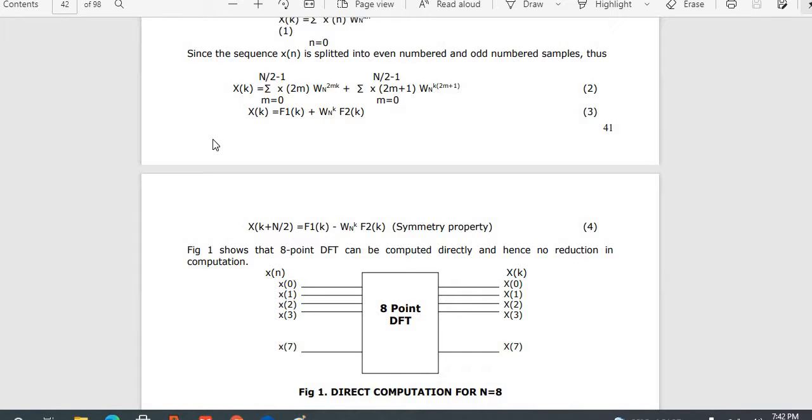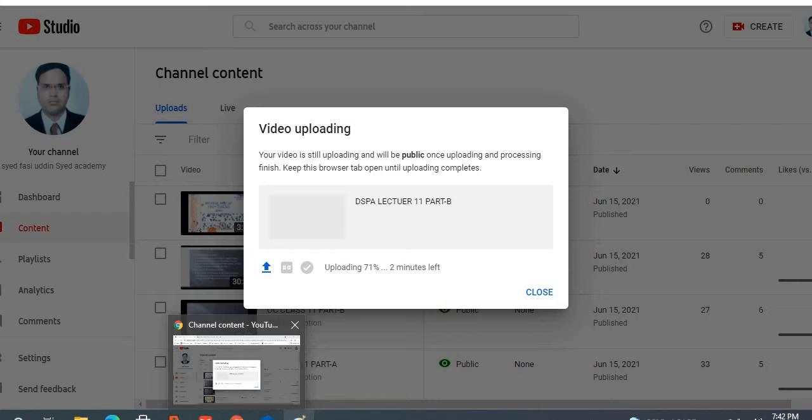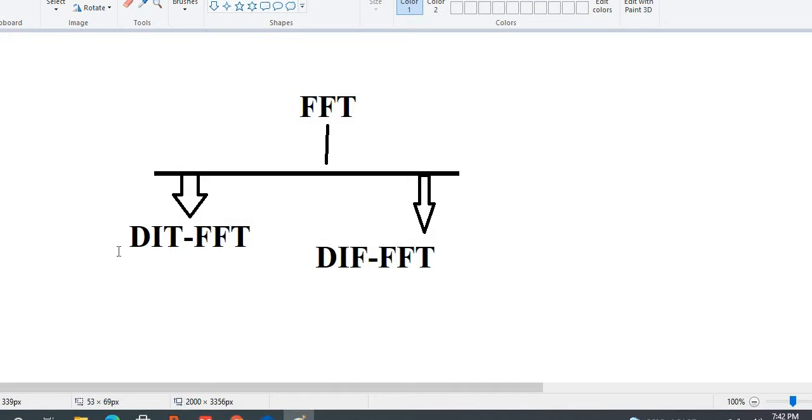The FFT, that is nothing but fast Fourier transform, is completely concerned with the butterfly diagram. Whenever we try to design a butterfly diagram, we need to go for radix methods. Basically, FFT can be obtained by considering two methods: one is DIT-FFT, another is DIF-FFT. What does DIT stand for, students? DIT stands for decimation in time fast Fourier transform. DIF-FFT stands for decimation in frequency fast Fourier transform.